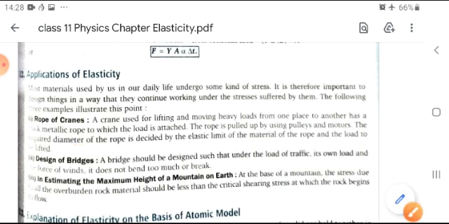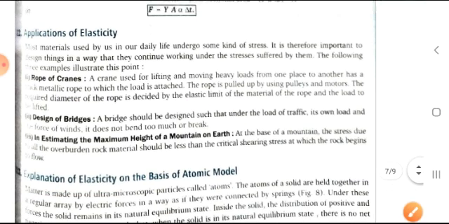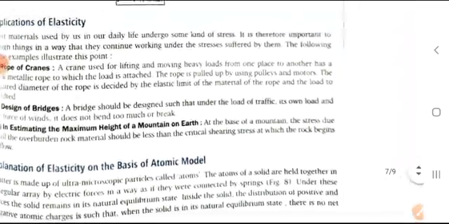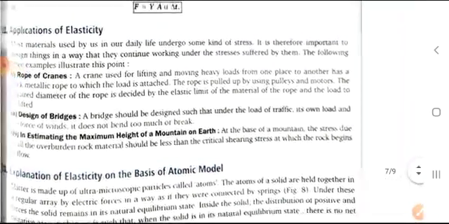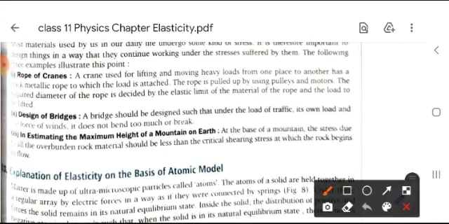Now the second use is the design of bridges. A bridge should be designed such that under the load of traffic, its own load and the vehicles' load, it does not bend too much, otherwise it will break. So the elastic limit can be checked before making it. So the elastic limit is also checked in designing bridges.